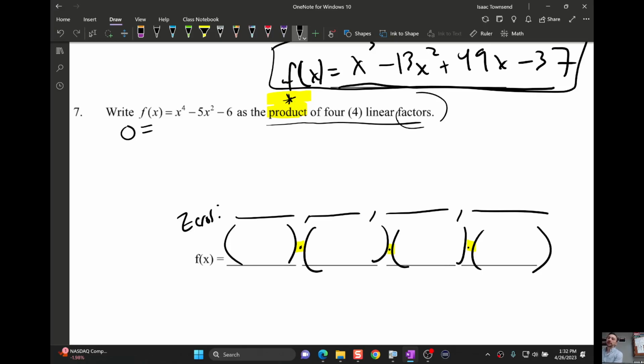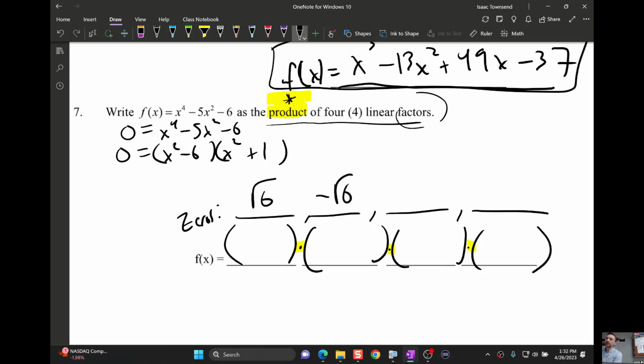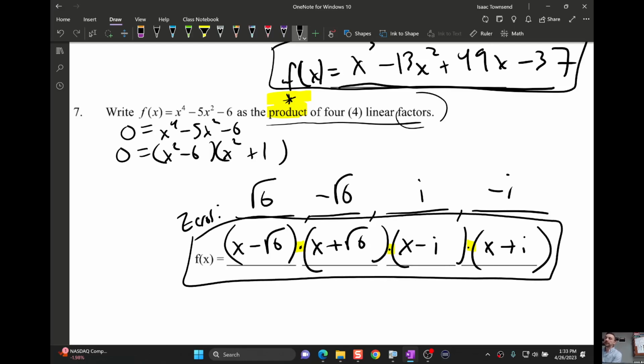So just like we did on the front page, we don't have a hint here. We're assuming we don't have a calculator on this one, but it factors like this. This equals 0 at square root of 6 and negative square root of 6. And this equals 0 at i and negative i. So if you want the product of 4 linear factors, just do x minus each of these, and then you've got your answer. Now what does it mean by this? What does it mean by linear factors?